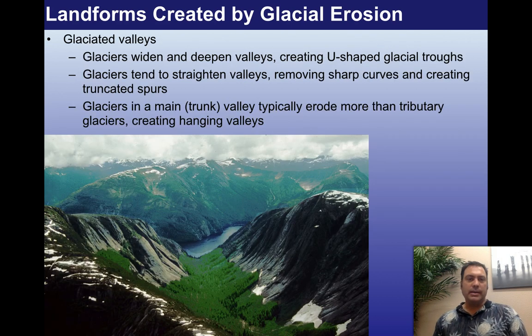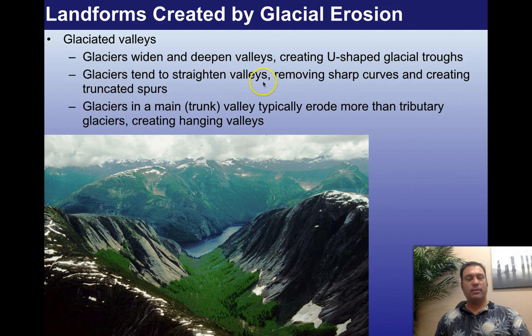So glacial valleys are the main mechanism by which glaciers move across the land surface. And the reason why is because they're so good at eroding things, right? They dig their own valleys while they're moving, as opposed to taking advantage of other things. Glaciers widen and deepen valleys, creating U-shaped glacial troughs. And here we see a nice, beautiful U-shaped valley right here.